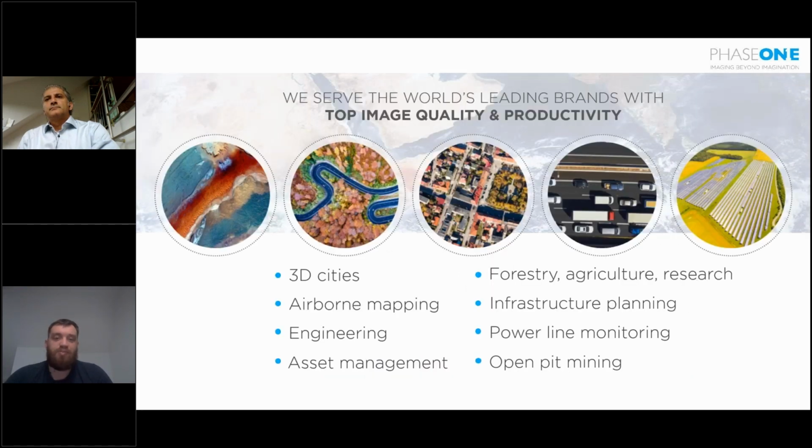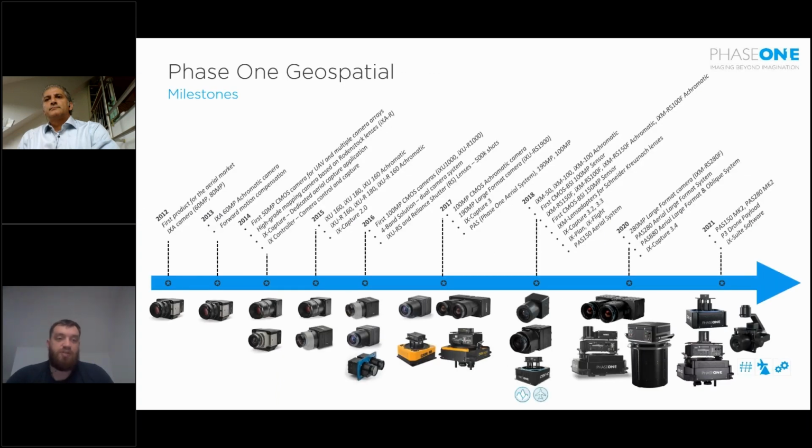We serve the world leading brands with top image quality and productivity. So some of the applications where you can actually use our cameras are 3D cities, airborne mapping, engineering, asset management, forestry and agriculture, research, infrastructure planning, power line monitoring, open pit mining. Our cameras are basically used in geospatial business starting with 2012.